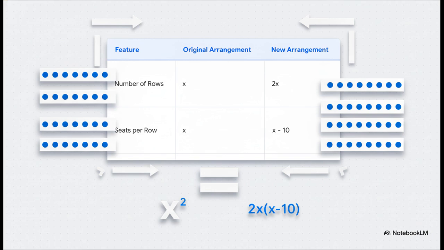In the new arrangement, the number of rows doubles to 2x, but each row gets 10 seats taken away, so that's x minus 10. The new total? Just multiply those two together. 2x times the quantity x minus 10. Now we have a way to talk about both situations using math.